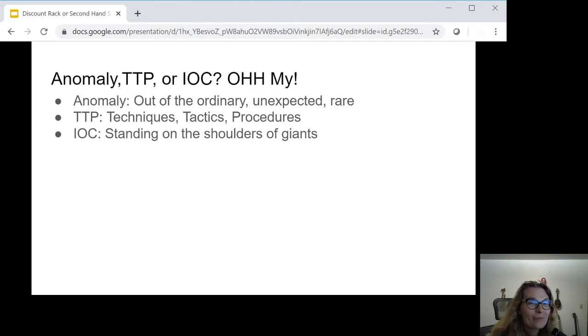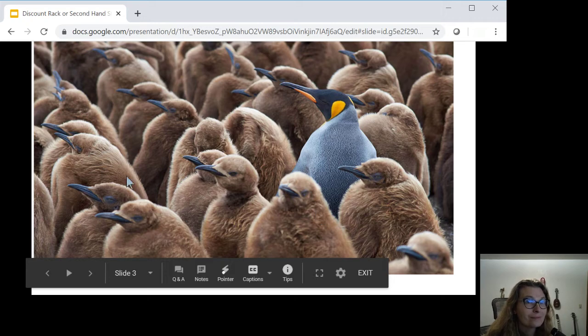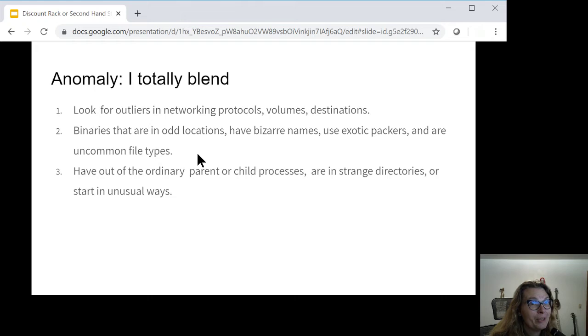IOCs are things that other researchers or other people in the field that maybe have a great skill set or access to a huge quantity of data have put together. It's wonderful. It's great. All right, so when we look for anomalies, we make our anomaly hunts.